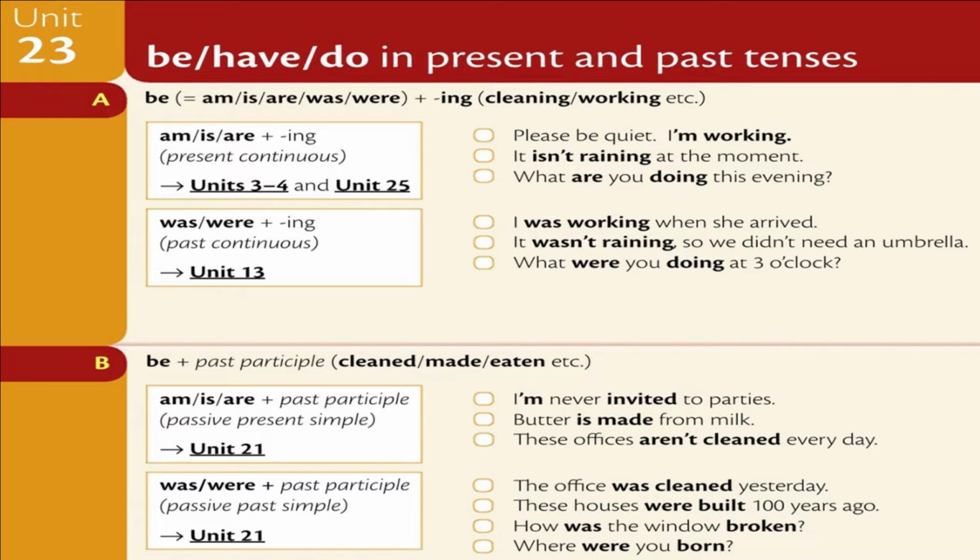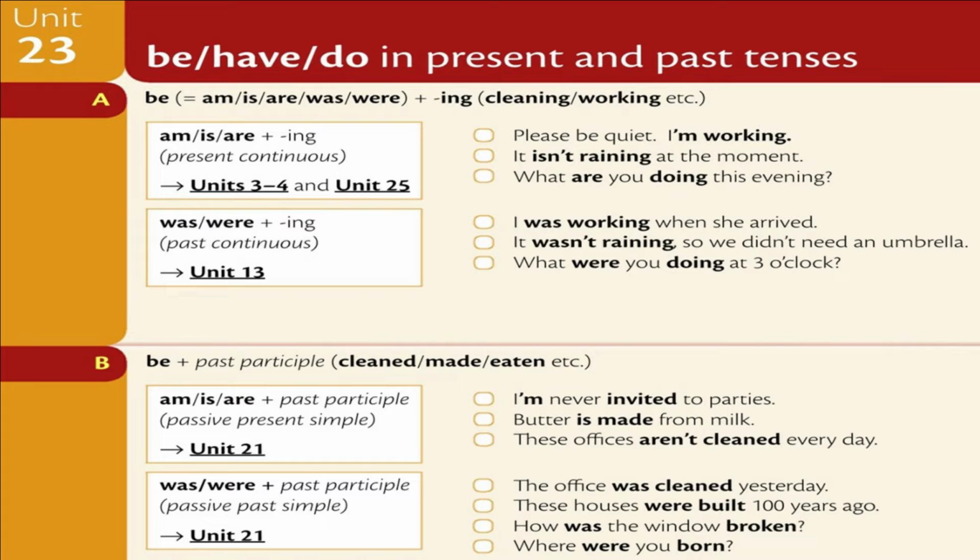Now, section B. Be plus past participle. For example, cleaned, made, eaten, etc. Am, is, are plus past participle. This structure is used in passive present simple. For example, I am never invited to parties. Butter is made from milk. These offices aren't cleaned every day.